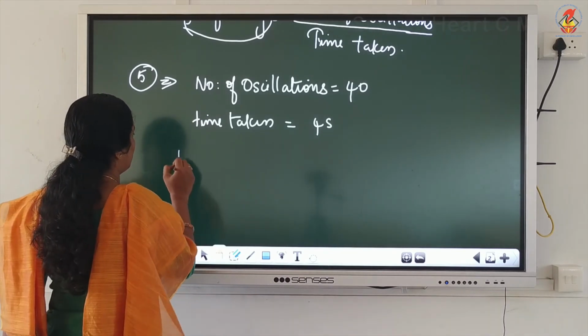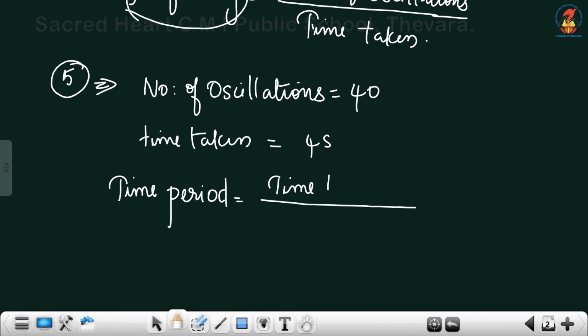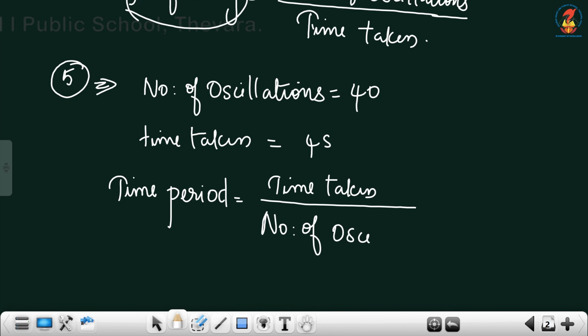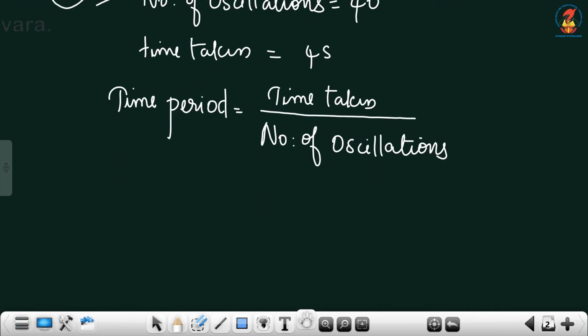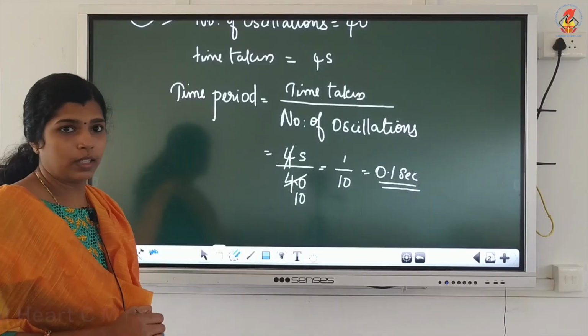So, now we will write the equation to find time period. Time period equal to time taken divided by number of oscillations. That is, what's the time taken? 4 seconds divided by 40. So, the answer is 0.1 second. Thus, you will get 1 by 10, that is 0.1 seconds. That is the answer when you calculate the time period.